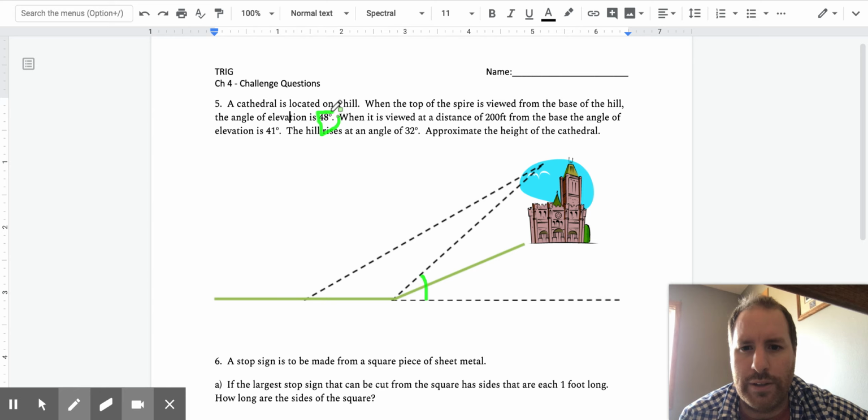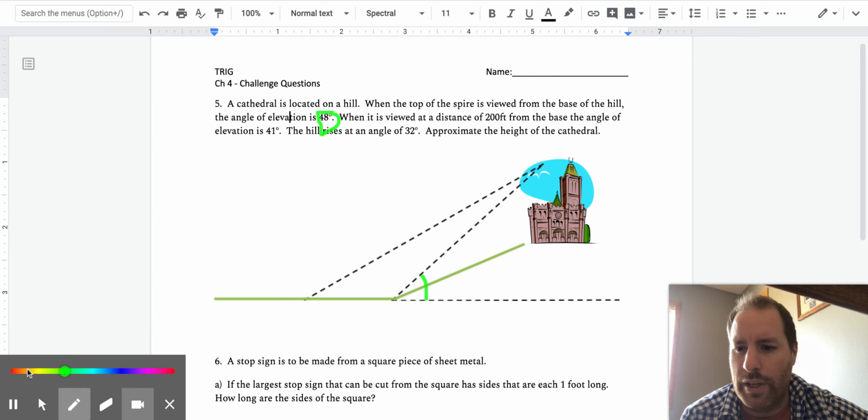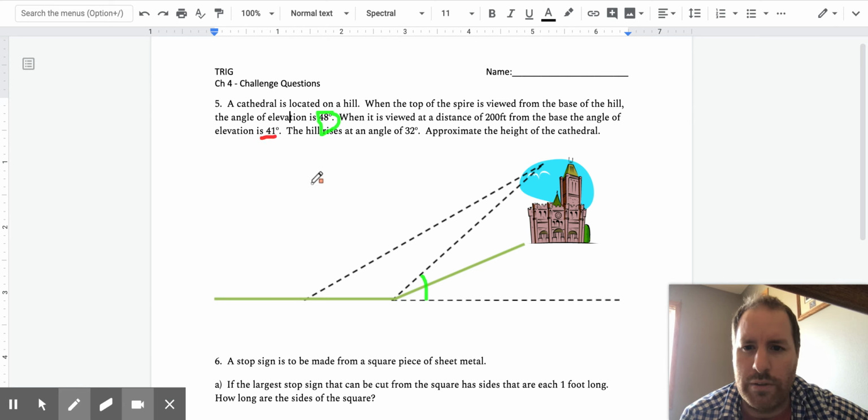So the 48-degree angle has to be right there in green. And if we change to a different color here, the 41-degree angle, that's got to be back here. That's the angle of elevation. So we know this one's 41 degrees in that case.